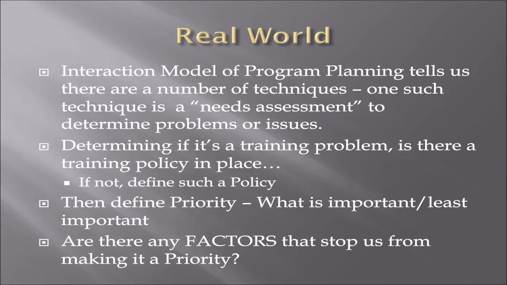The interaction model of program planning tells us there are a number of techniques. One such technique is the needs assessment to determine problems or issues. Determining if it's a training problem, we have to consider if there's a training policy in place. If there is not, we must define such a policy. Then we must define the priority. What is important or least important? Are there any factors that stop us from making it a priority?